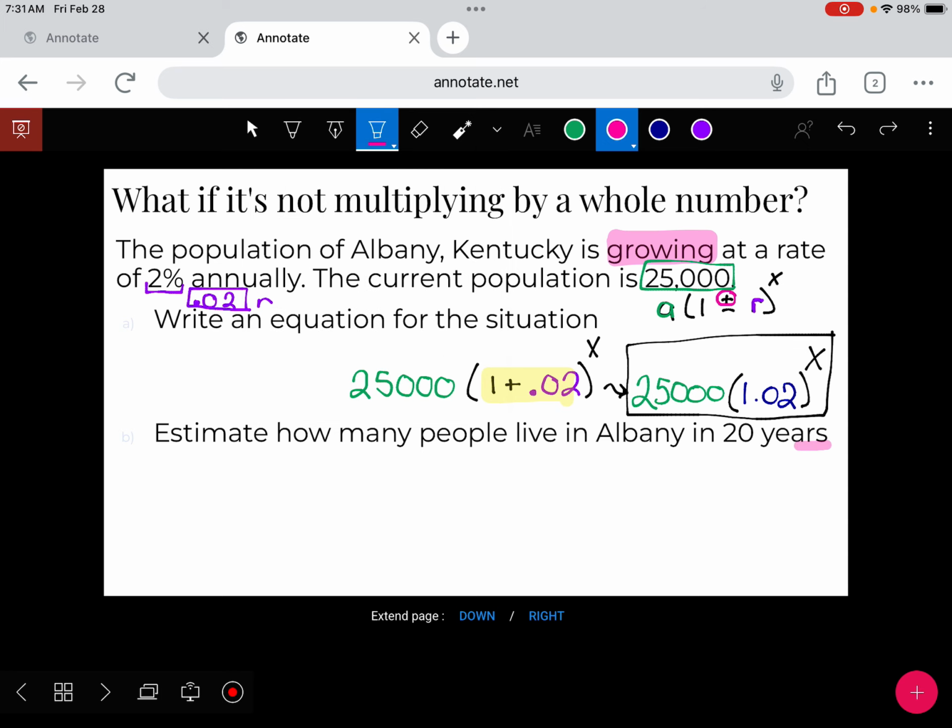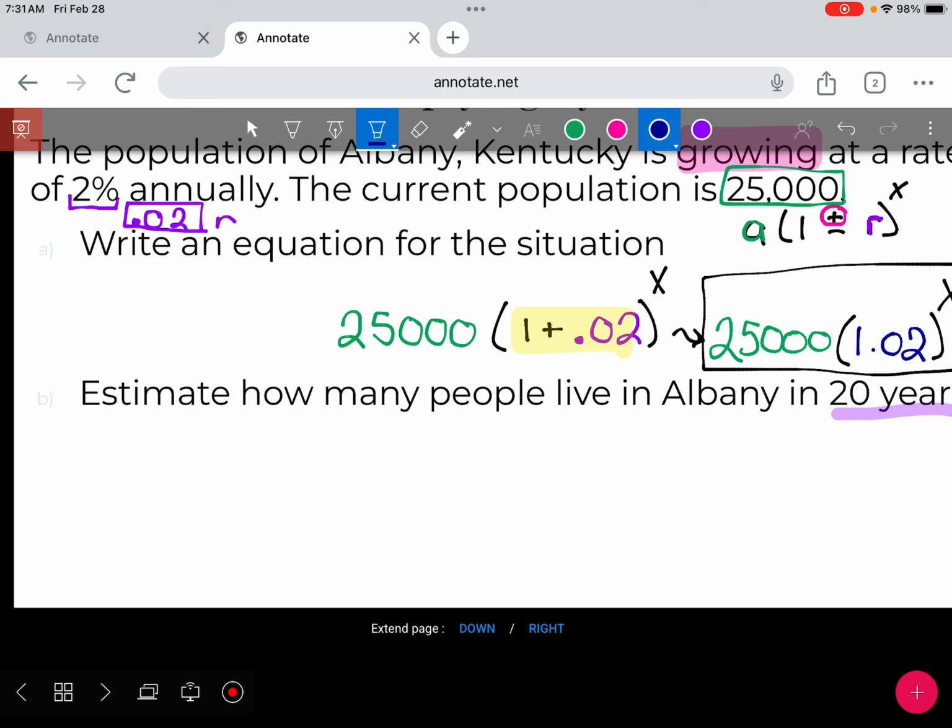I don't have to write things out in like a table or anything. What can I do with that 20 years? Would that be the X? That's going to be our X. Our X is going to be the unit of time every single time. Some people write these equations with a T in that spot. I just feel like we're more comfortable with X. So the 20 is going to go in as our X.